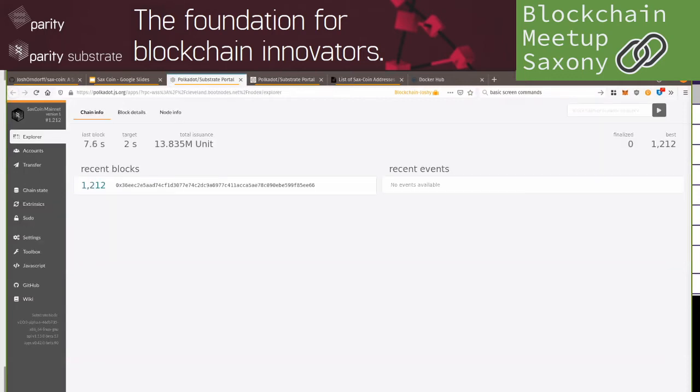And yeah, that's it. This is not a super rigorous way of making sure you're on the right chain, but it's a quick and dirty way. I just checked that it says Sax coin mainnet, and we checked that we're on like 1200 and some blocks, and yeah, it tells you you're on the right chain.